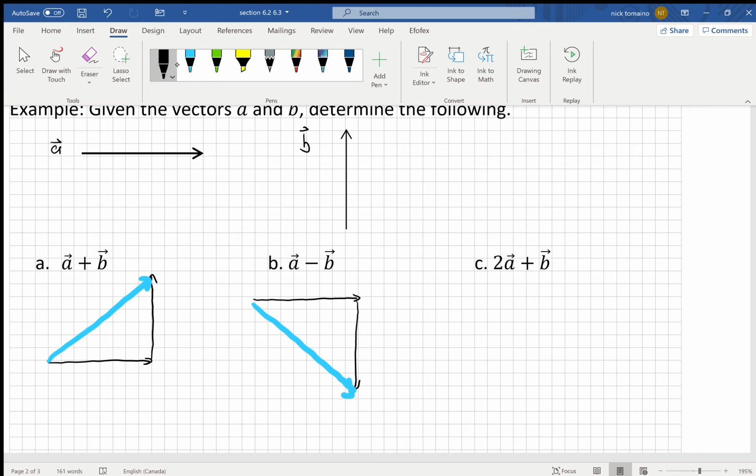Now 2A plus B. What we're going to do here is draw A so it's twice as long, and then plus B. There's our vector 2A plus B. In the next section, we'll actually have A and B as magnitudes with directions, and then we'll be using trigonometry to find the resultant, or the Pythagorean theorem if it works.